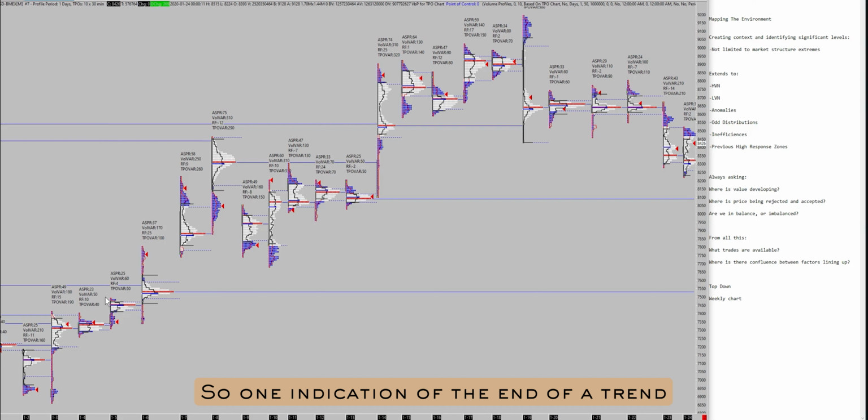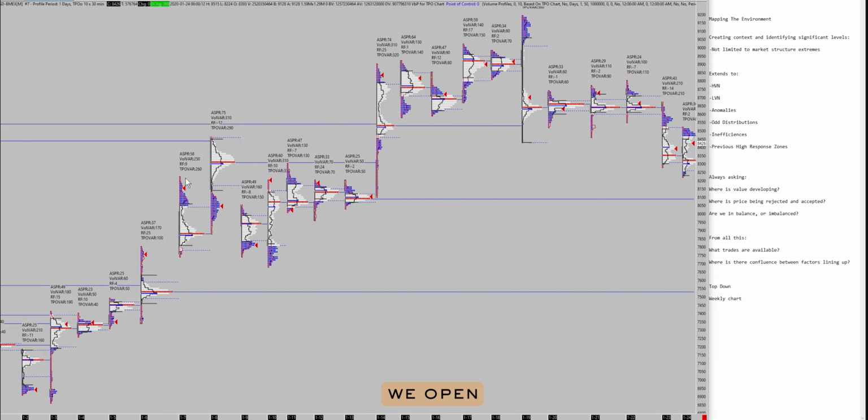So one indication of the end of a trend is when we have not only value migration, but we begin to have barely any overlap whatsoever, and you have a candle like this where you have essentially this P profile, and there's a ton of volume at the high. We ultimately close below this. So most of the volume at the high, okay, we open at the midpoint of this structure, capture most of this volume up here, and we say capture it, might as well say trap it, and then we end up closing at the low volume area.